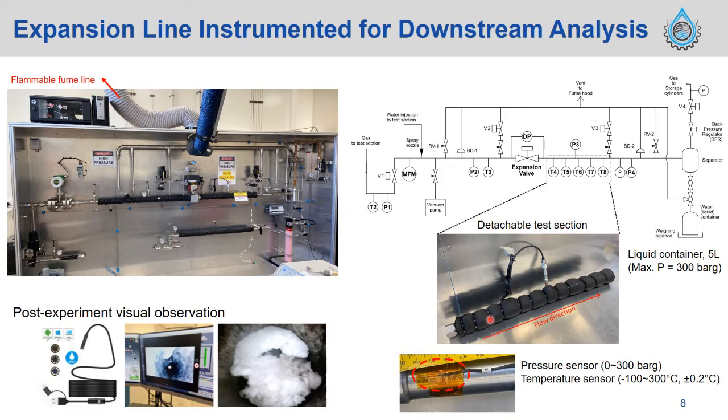After expansion, here is the separator. The water goes to the high pressure liquid container, so we can recover the water, and then the gas goes to the storage, as I showed you previously. And after the experiment, we have the post-experiment visual observation, which allows us, with this oscilloscope, to see in the pipeline, so we can find the hydrate plugging or different sizes of water droplets in a pipeline section.